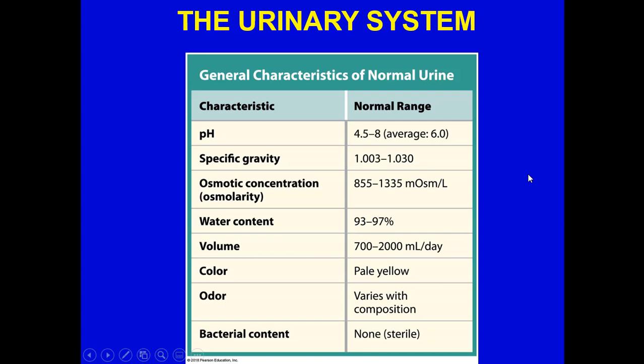Now, let's go over urine for a couple of characteristics. You saw some of this in the lab. The specific gravity of it is 1.003 to 1.030.